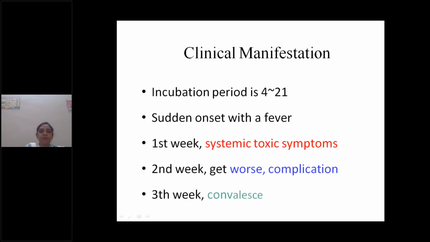Clinical manifestations. Incubation period is about 4 to 21 days. It is first characterized by sudden onset of fever. 21 days, so 21 days means how many weeks? 3 weeks. So we can divide the symptoms into 3 weeks. In the first week, systemic, toxic, all common symptoms such as fever, headache, malaise, all this. Second week, they get worse and there are very severe complications. And third week, eventually there is convalescence.